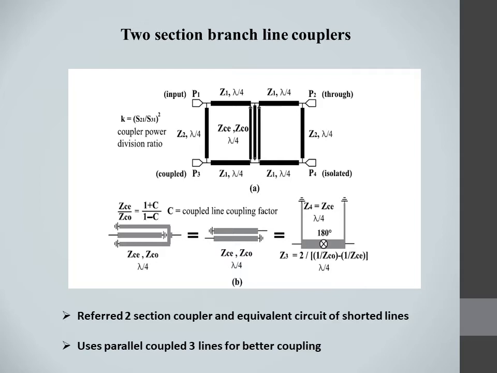Here is the reference design taken. It's an example of a two-section branch line coupler to have a wide bandwidth, and also due to the low coupling factor of conventional parallel coupled two lines. Here I use the parallel coupled 3 line with even and odd characteristic impedances as shown in the diagram. With the high coupling factor of the parallel coupled 3 line, we can improve the coupler bandwidth.